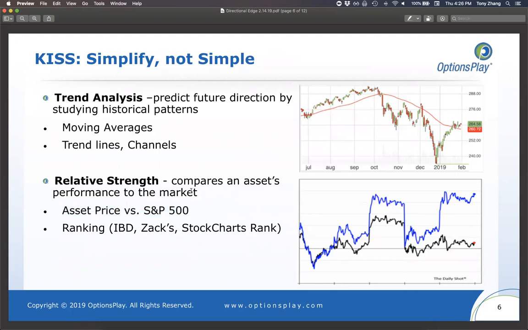However, one of the issues with looking at trend analysis and relative strength is the fact that there are many different ways to do it, almost an infinite number of ways to look at trend, and almost an infinite number of ways to look at relative strength. This is where I get a lot of questions saying, well, what moving average should I use, and how should I use them? Do I buy on a crossover? Do I look at the slope of the moving average? Do I use a 50-day? Do I use a 200-day?